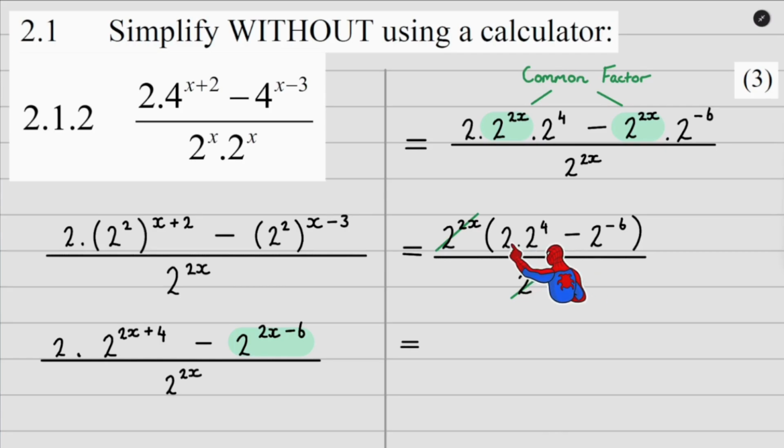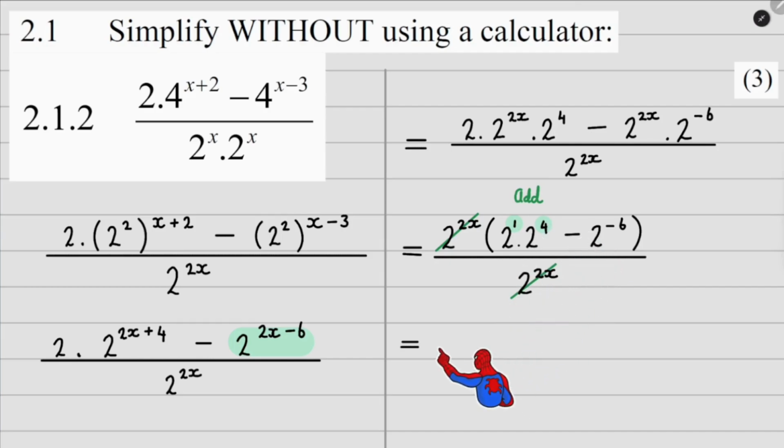If this 2 does not have an exponent, we assume it's 1. And 1 plus 4 will give me 5. So I'm going to get 2 to the power of 5 minus 2 to the power of negative 6. Okay, now we're going to start simplifying.